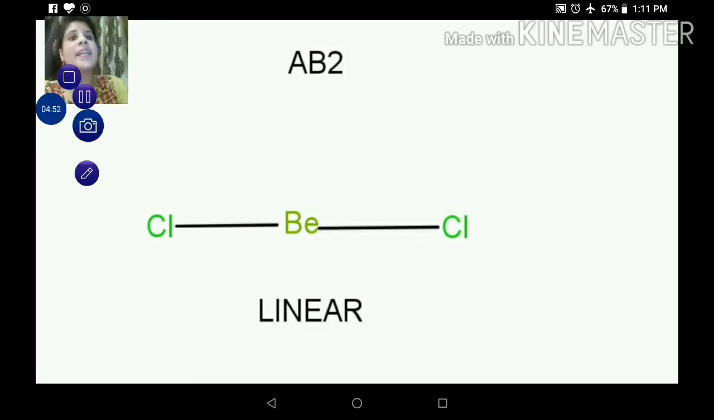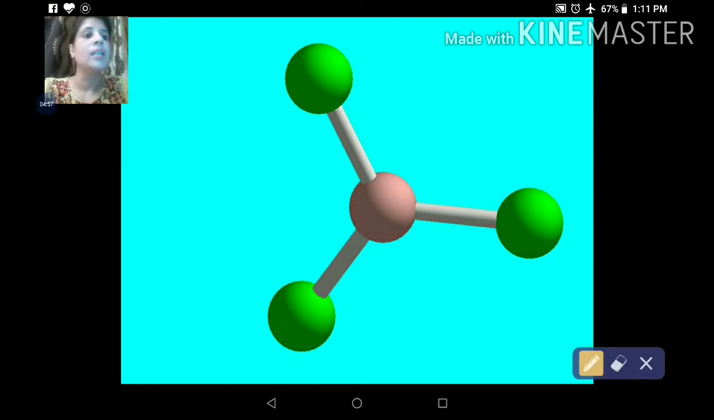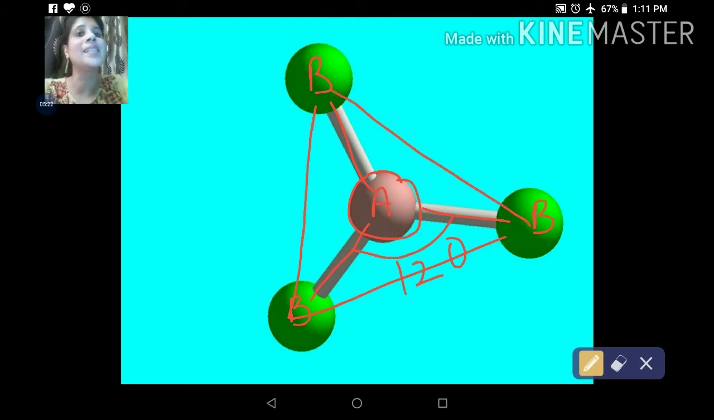Now the second geometry is AB3. Now what is AB3? The central atom here is A and all the side atoms are B, and this is all symmetrical, all bonded pairs. So three bonds are arranged maximally far apart in space, that is at an angle of 120 degrees, and all three are in the same plane. So if the plane is X, all the atoms are in the X plane.